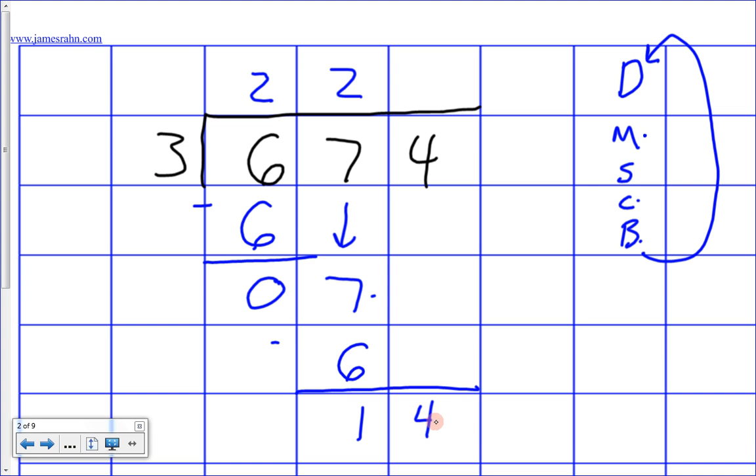Divide again. 14 divided by 3. I'm going to have to start writing pretty small. Let's see, 14 divided by 3, 4. 12. Now I'm left with subtracting, 2. Now there's nothing left to bring down, so I know I'm finished. So I have a remainder of 2.